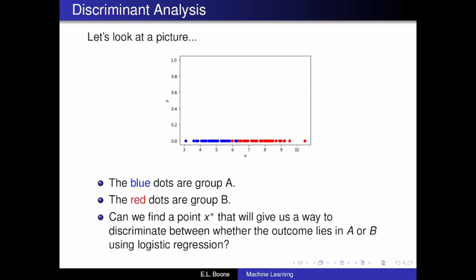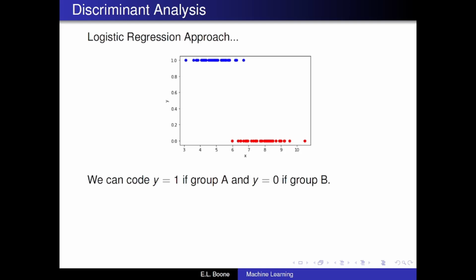All right, so here's discriminant analysis, a picture we've seen before. Here, blue dots are group A, red dots are group B. And we want to find a point X star that gives us a way to discriminate between either outcome, whether it's A or B. Okay. In logistic regression, the first thing we're going to do is code Y equals 1 to be group A and Y equals 0 if group B. Could have coded it either way. Doesn't really matter because it's going to work out symmetrically. So you can play with that on your own. Just the coefficients change in the logistic regression by a minus sign.